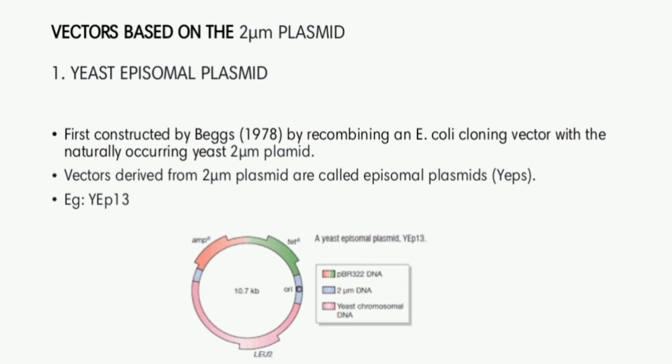So the first one is the yeast episomal plasmid. It was first constructed by Beggs in 1978 by recombining an E. coli cloning vector with the naturally occurring yeast 2-mu-M plasmid, and the vectors derived from 2-mu-M plasmids are called episomal plasmids. So for example, YEP13. This is the structure of YEP13.